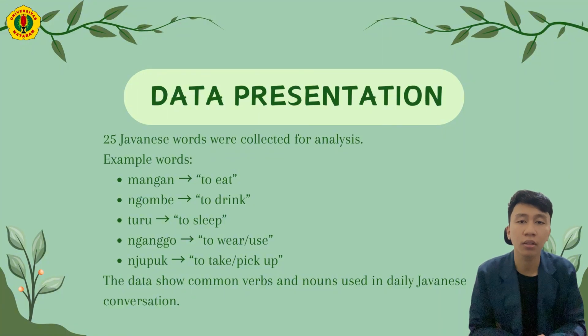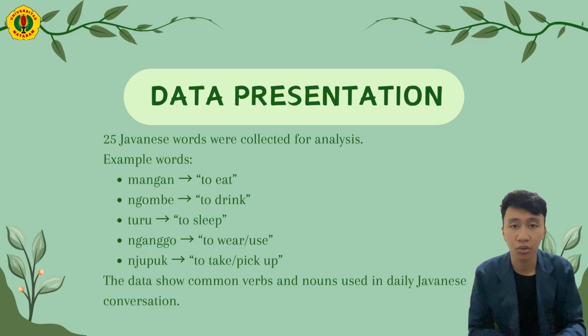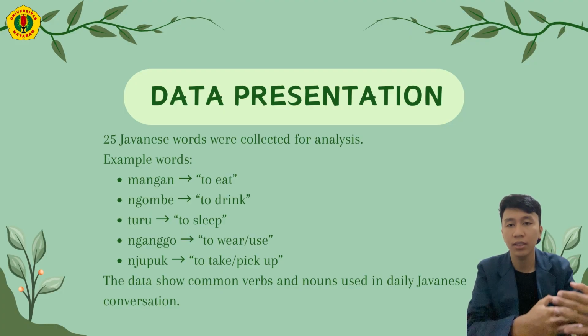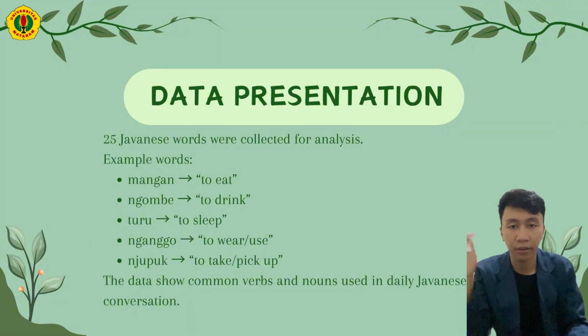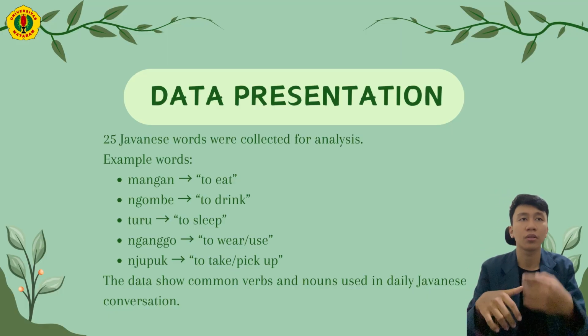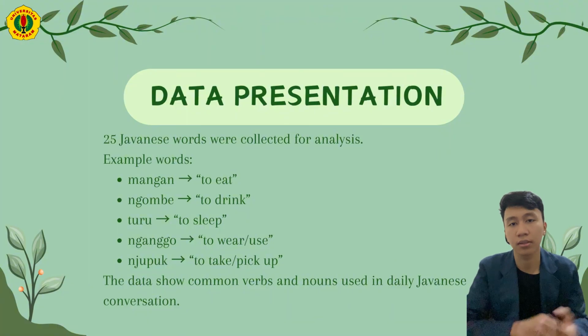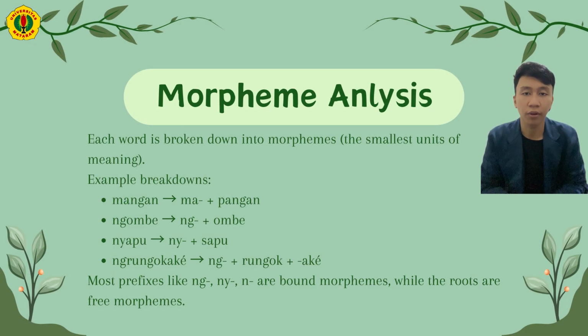So by looking closely at these simple, frequently used words, I can understand the basic word-building system in Javanese. Most of these words are verbs that use prefixes to create meanings related to actions or states. Let's move on to the morpheme analysis.